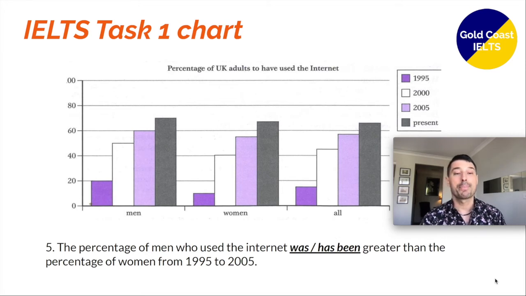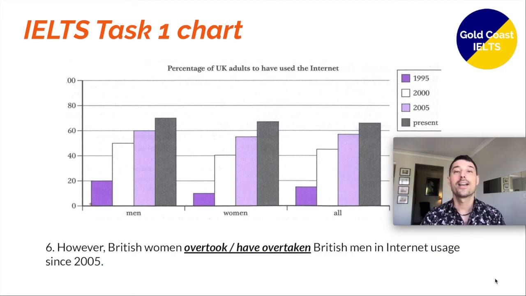Number five, the percentage of men who use the internet was or has been greater than the percentage of women from 1995 to 2005. What do you think the answer is? The answer is was, because this period is finishing in 2005. Number 6. However, British women overtook or have overtaken British men in internet usage since 2005. What do you think the answer is? Of course, this is in the present perfect simple, have overtaken, because it's continuing until the present time.